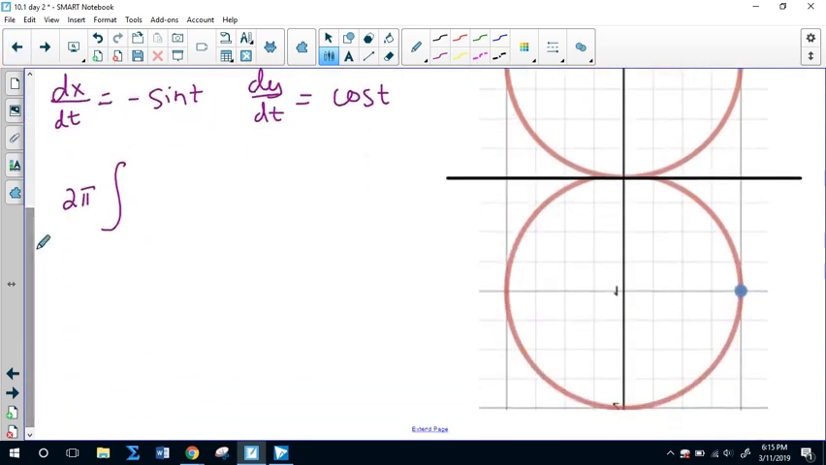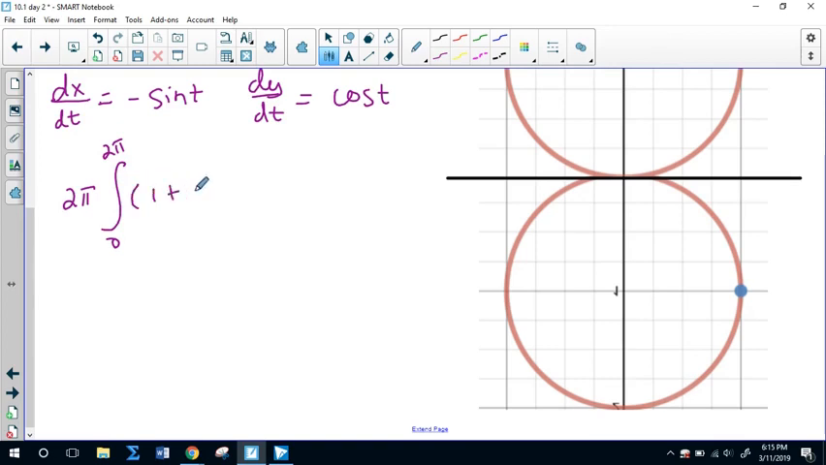I'm having problems with my writing on the screen today. All right, so we're going to integrate from 0 to 2 pi. And then remember the formula is 2 pi, and then it's y or x, depending on what you're revolving around. So we're revolving around x, so this is going to have a y here.